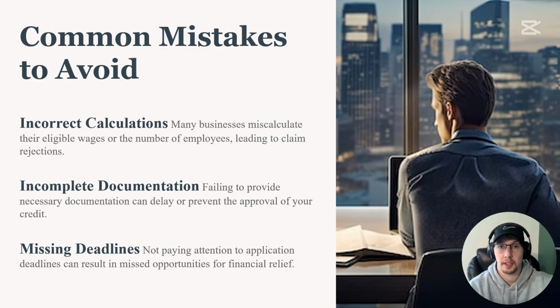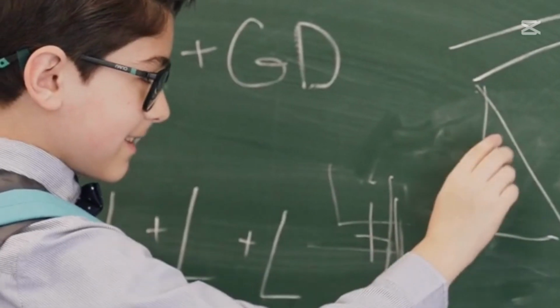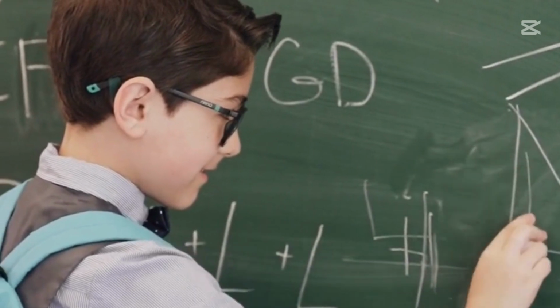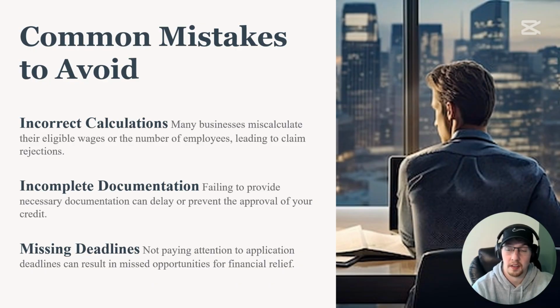Alright guys, we're rounding up here. Some of the common mistakes to avoid when applying for the ERC credit. Obviously, check your math. Make sure there are no incorrect calculations. A lot of businesses either intentionally or accidentally miscalculated their eligible wages or number of employees, leading to claim rejections, slower processing times, audits, things that nobody wants. So just make sure your numbers are true and that they actually tie out.